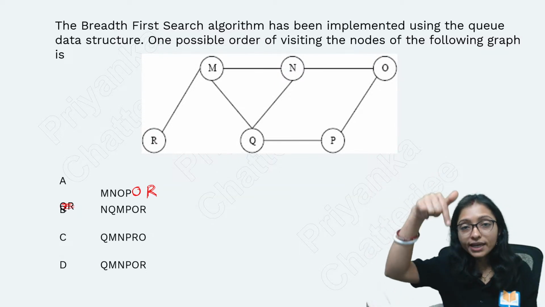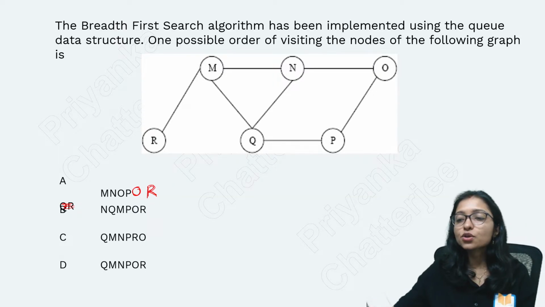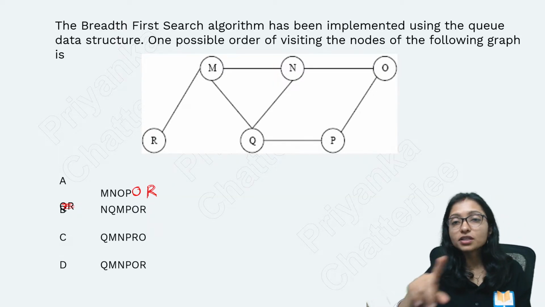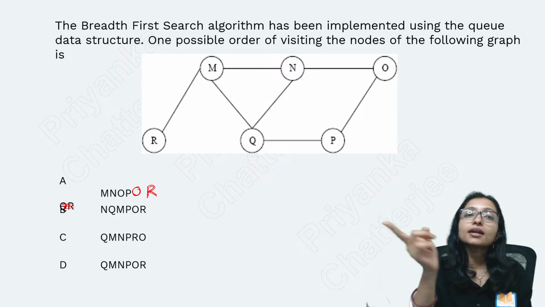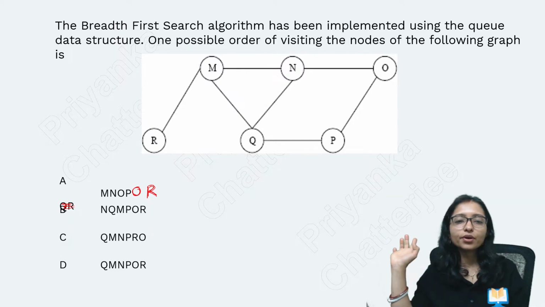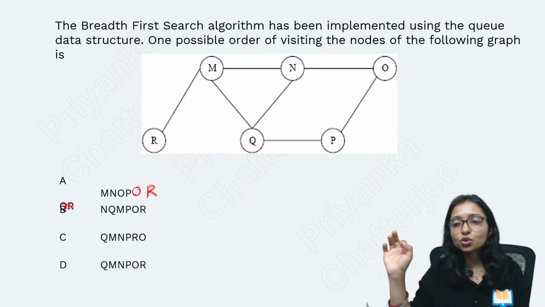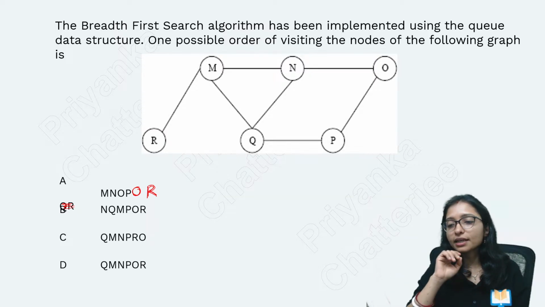It is going in the depth. Depth first search is going in the depth, right? Breadth first search means it is going to the neighbor. That's why I am asking the question. With this question, those who have doubt, your doubt will be clear in breadth first search and depth first search.